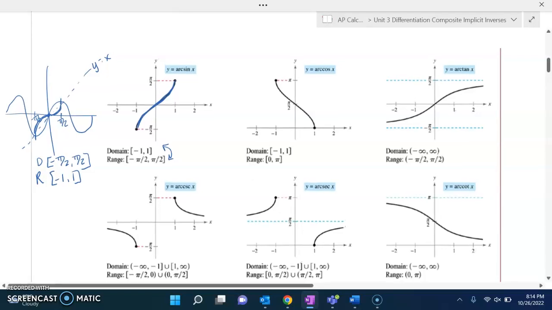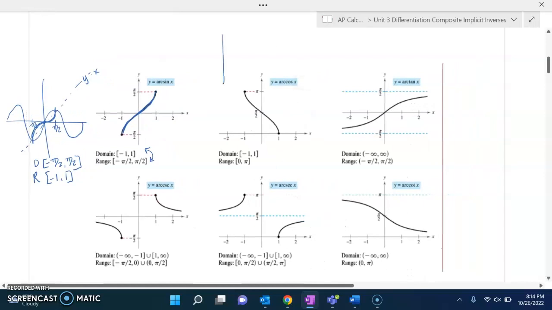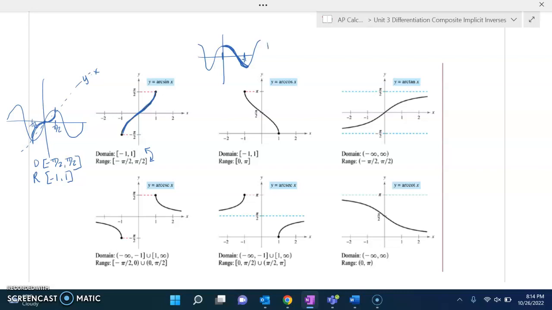Okay, so let's look at cosine real quick. The graph of cosine looks like this. Also not one-to-one, so we'd have to restrict this guy. I don't know how much people remember from trig, but we restrict this guy from 0 to pi. If we look at just that section, it would pass the horizontal and vertical line test. So if we restrict the domain from 0 to pi, the range is negative 1 to 1. Once again, you can see that those flip for the inverse.